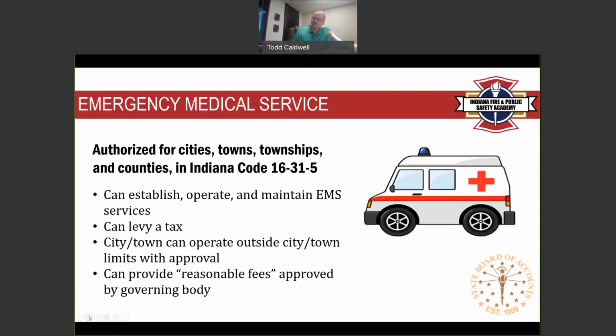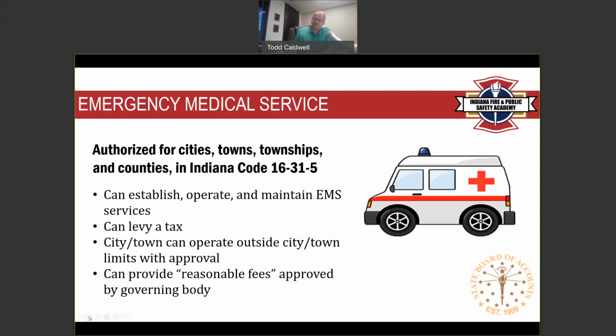They can also authorize, franchise, or contract for emergency medical services. However, a city or town may not provide, authorize, franchise, or contract outside of the limits of the city or town without the approval of the governing body of the area to be served. And likewise, a county cannot provide, authorize, or contract for emergency medical services within the limits of any city without the consent of that city.